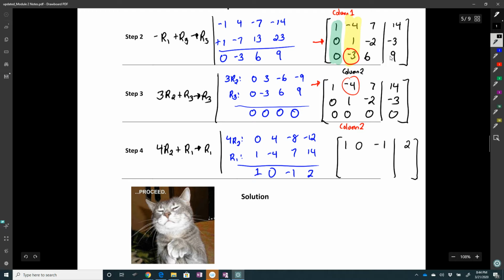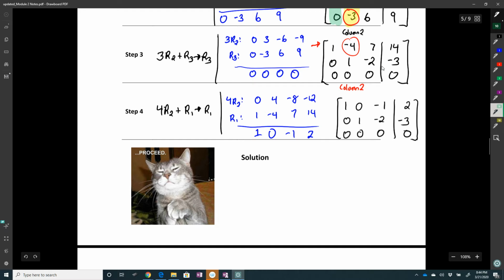All right. 0, 1, negative 2, negative 3, 0, 0, 0, 0. So there we go. So we can see from the last row that we have infinite solutions. But just because there's infinite solutions doesn't mean that the answer can be literally anything. It just means that there's an infinite number of them.